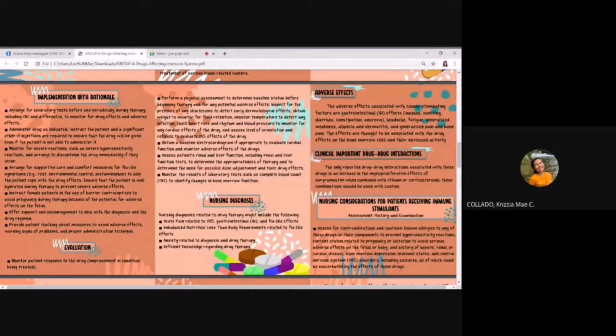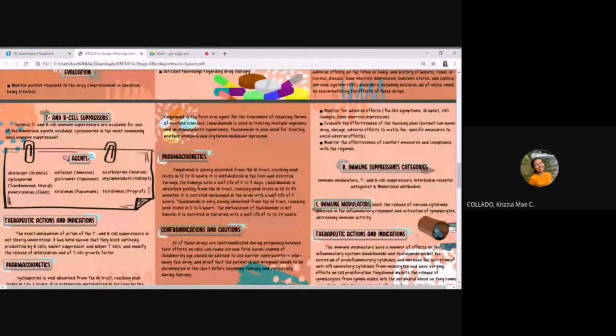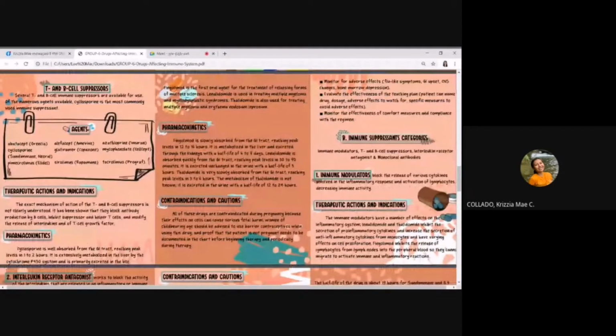So there are categories of immune modulators, T and B cell suppressors, interleukin receptor antagonists, and monoclonal antibodies. In the first category, there are immune modulators that block the release of cytokines involved in the inflammatory response and activation of lymphocytes, decreasing immune activity.